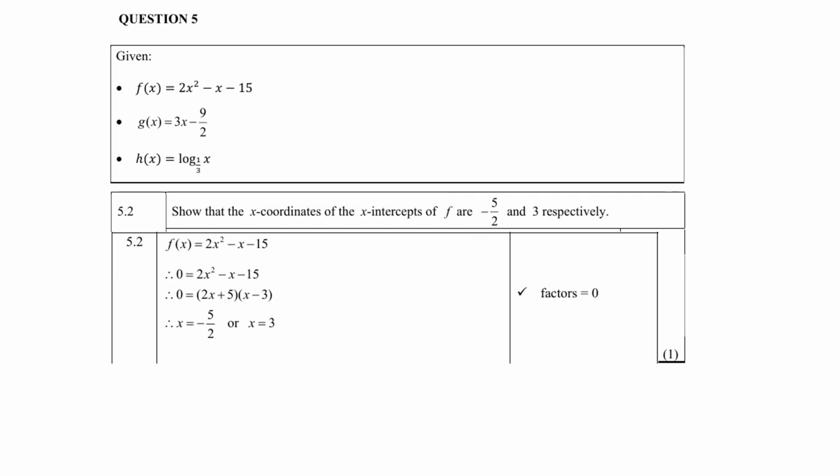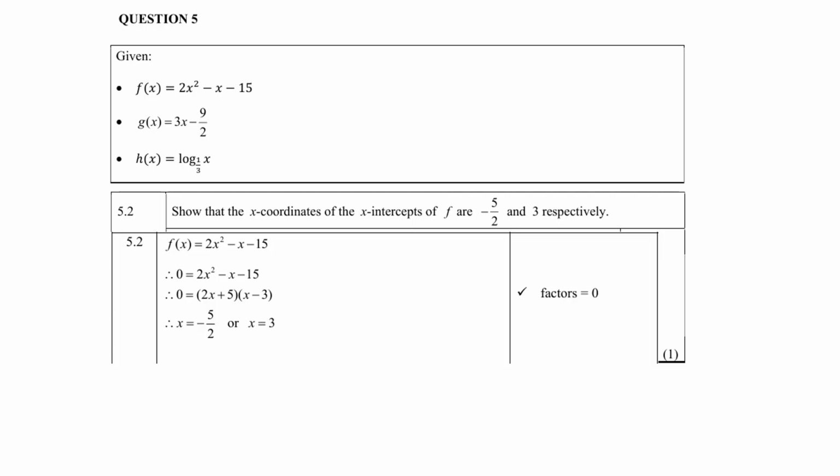In 5.2, show the x-coordinates of the x-intercepts of f are negative 5 over 2 and 3 respectively. Now be careful, people. If they give you the answers, don't assume that it's correct. So you must try and calculate it from scratch again and then check, do you get the same answers?